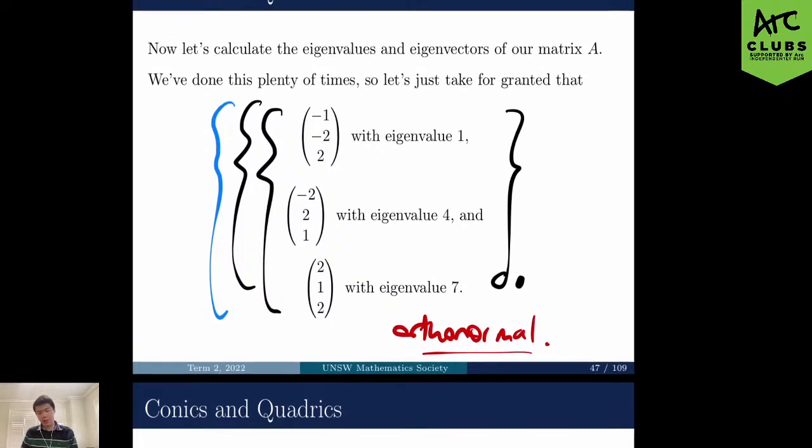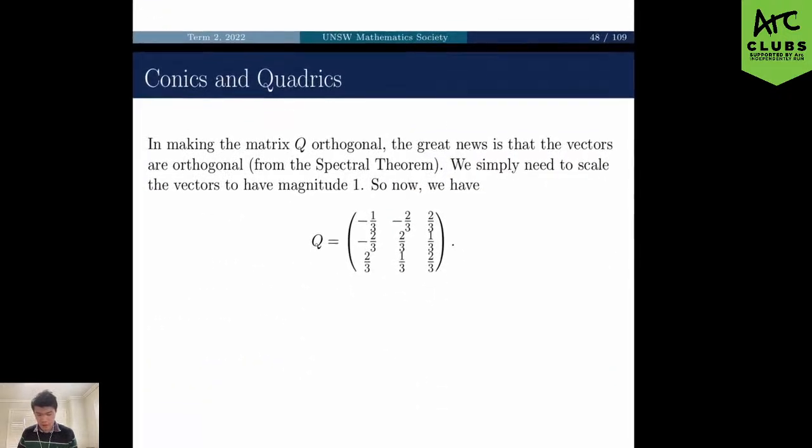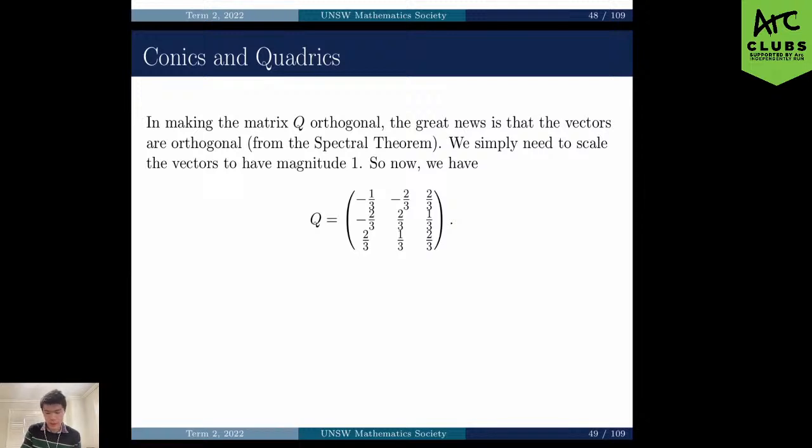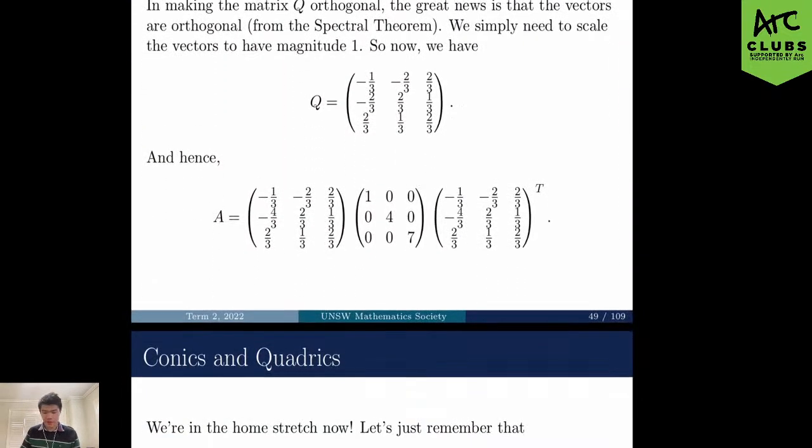But the thing is, using the spectral theorem, because A is symmetric, these eigenvectors are already going to be orthogonal. So all we need to do is standardize their norms so that they're equal to 1. Okay? So the great news is the vectors are orthogonal already from the spectral theorem. So scale the vectors to have magnitude 1, and we have this. Okay, so perfect. A equals this thing over here.